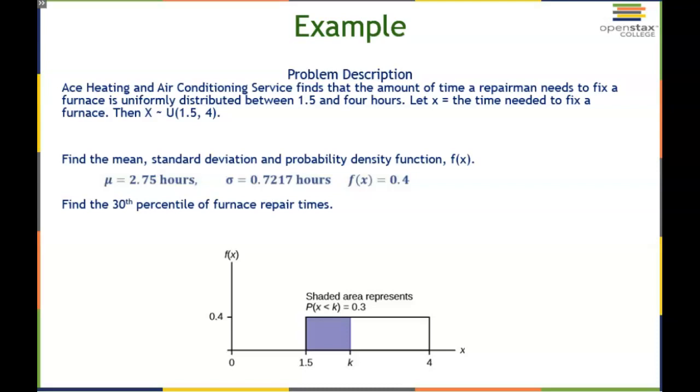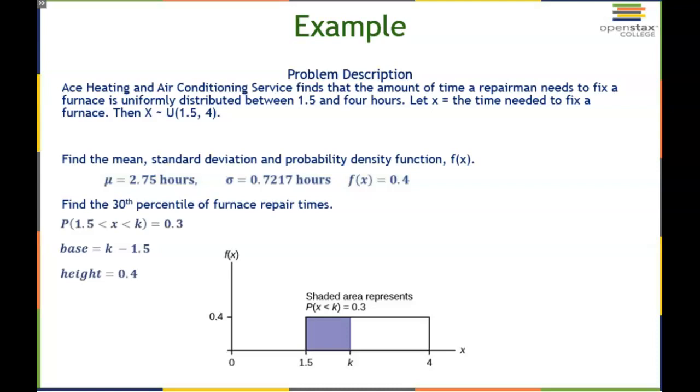I'm just going to call that k. And I know that the height is still 0.4. So I'm going to put this all together now. My base is k minus 1.5. That's the length. I don't know what k is. It could be 2. It could be 3. I don't know. My height is 0.4.